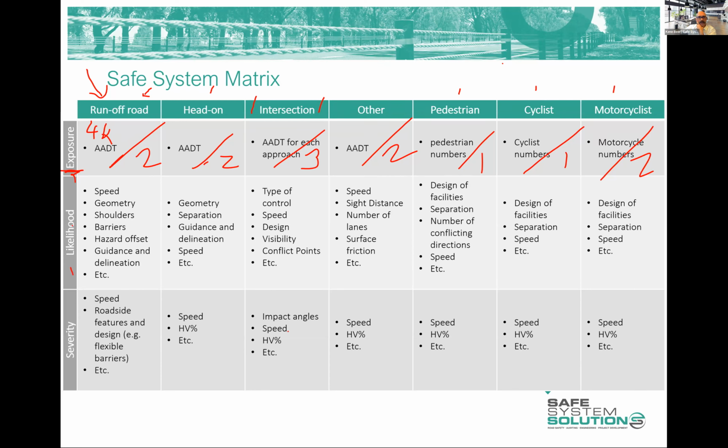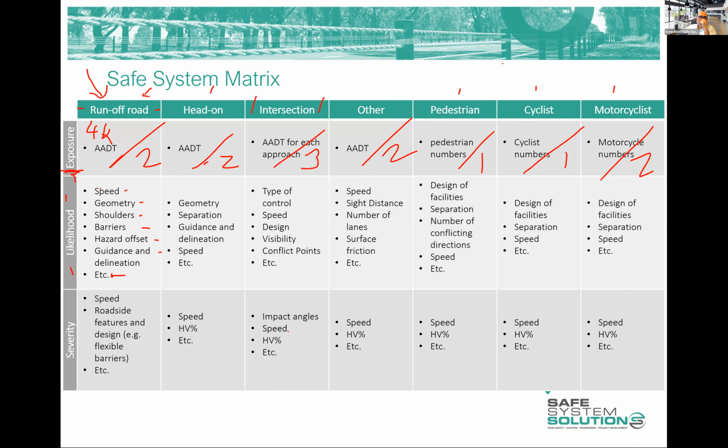But let's go to likelihood. So you can see there, we're thinking about what is the chance of a run-off-road crash? What's the speed that vehicles are traveling? What's the geometry? Is it a windy road? Is it a straight road? Does it go up and down? Does it have shoulders? Are there sealed shoulders? Are there drop-offs? Where are the barriers placed? What's the offset to different hazards? What's the delineation? Has it got good edge lines? Has it got audio tactile edge lines, etc.? Could be anything. Has it got good lighting? Are there potholes? You name it.